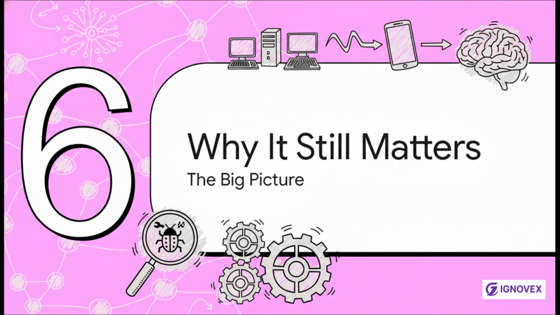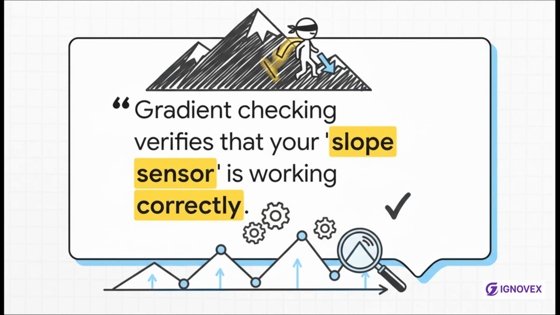All right, let's wrap this up by zooming out a bit. Why is understanding a debugging tool from the early days of deep learning still so important today? It's because it all comes back to our analogy. You're on that mountain, you're blindfolded. The gradient is your only guide. Gradient checking is that one moment where you can just take a pause and verify that your slope sensor, your backpropagation code, is actually working. You're confirming that your guide isn't lying to you before you continue on the journey.